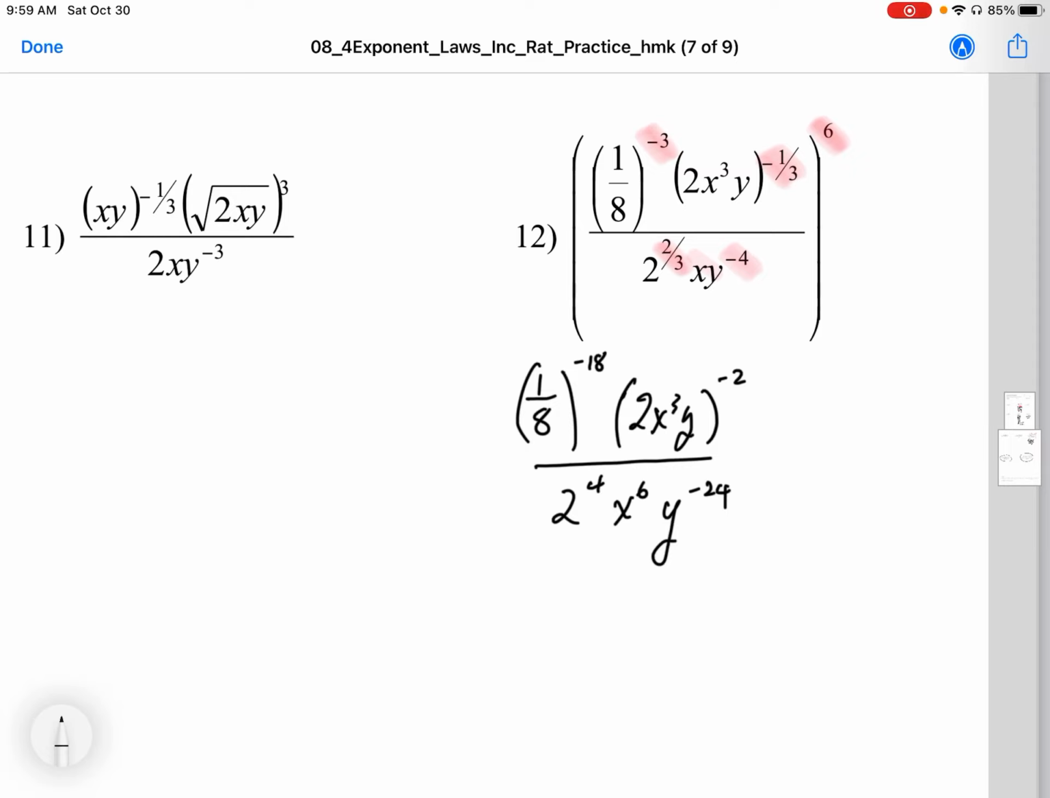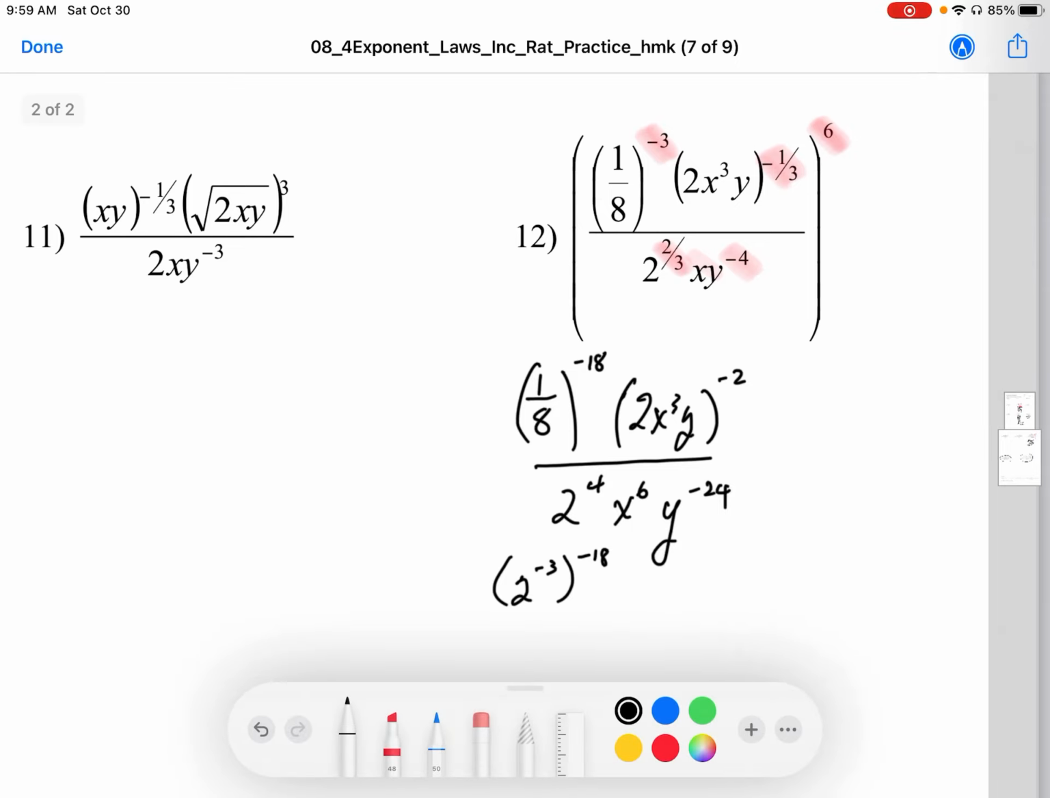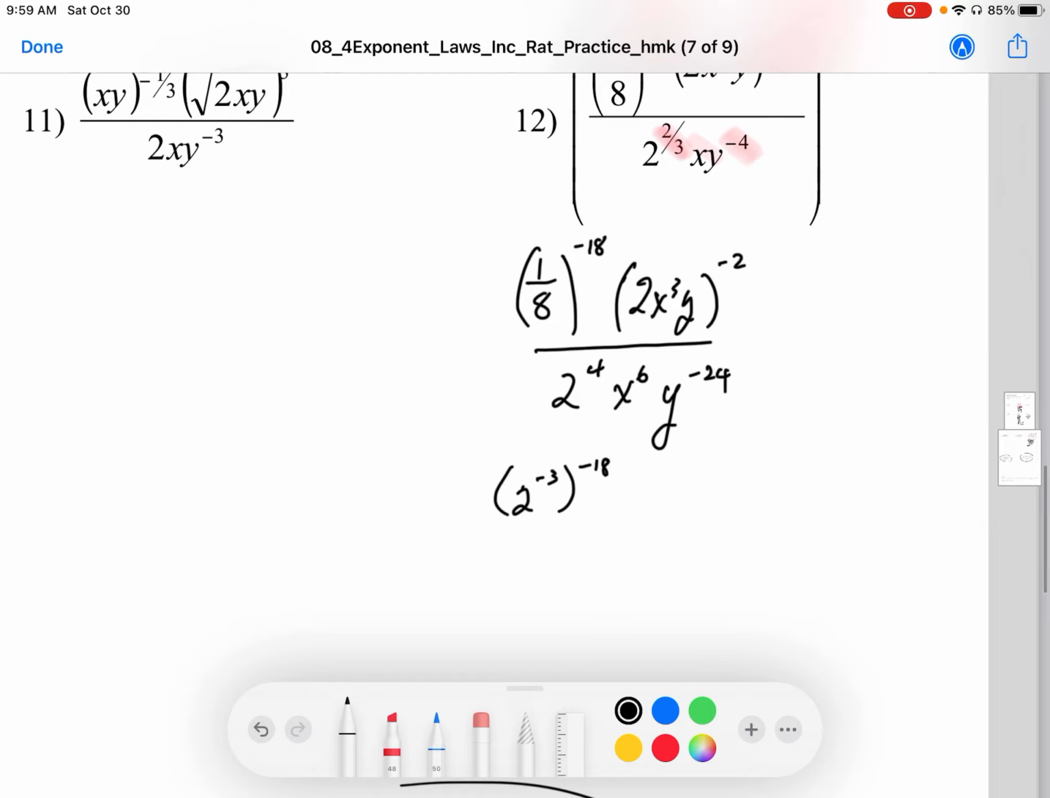Okay, so we got to do a few things here. I'm going to convert that into a base 2 number. That's a divide. So the 1/8 is going to be 2 to the power negative 3 to the negative 18. I'm just going to move that over a little bit, bring that down a little bit, to have some space to work.